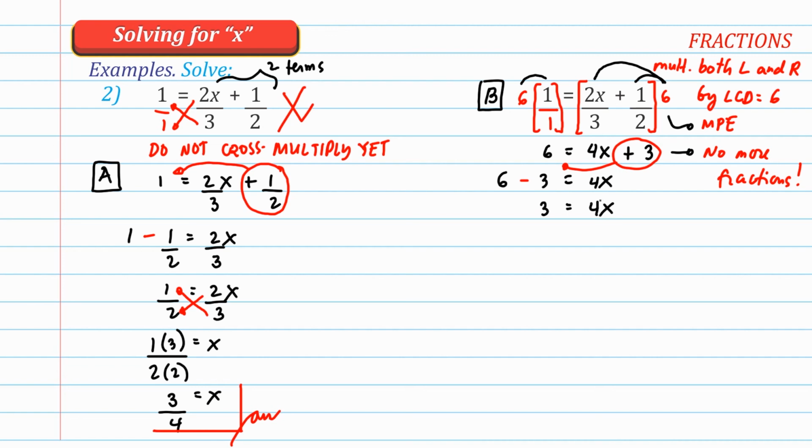And then finally, I don't want multiplication. Divide by 4. Divide by 4. X is equal to what? 3/4. You get the same answer. Can you follow? So, by multiplying by the LCD, matatanggal yung problema mo na fractions. Pero ako, ang mas paborito ko po is ganito pa rin. It's up to you. Method A, method B, it doesn't matter.